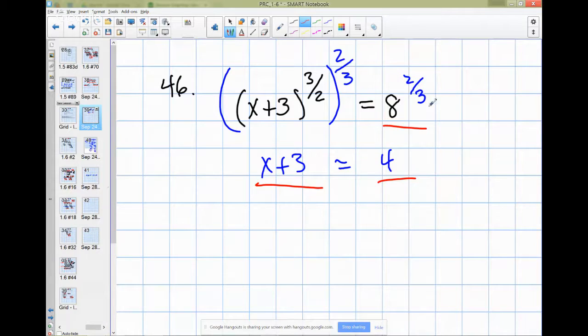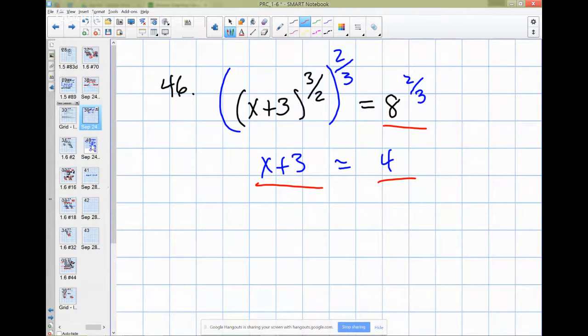You guys remember how to take fractional powers? Bottom means root, and the top means power. So you could first square this. That would be 64, and then take the cube root of 64. But it's usually easier if you do the bottom first. Take the cube root of 8, which is 2, and 2 squared is 4. So if you do the bottom first, you will keep your numbers more livable and more manageable.